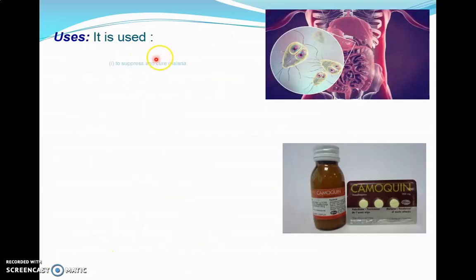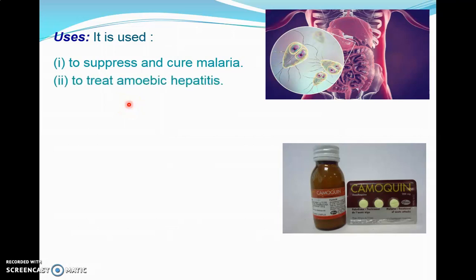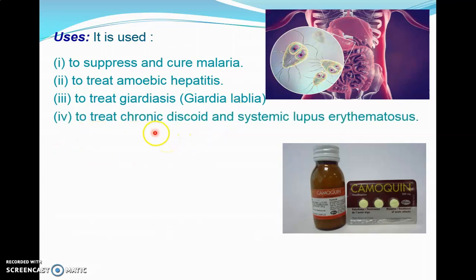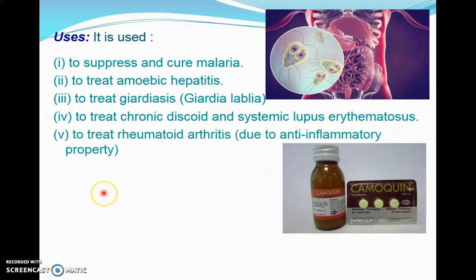Now the uses include, first, to suppress and cure malaria, definitely as an anti-malarial agent. Next, it is used for the treatment of amoebic hepatitis, caused by the protozoa amoeba. Next, to treat giardiasis, an infection by Giardia lamblia. It is used in the treatment of chronic discoid and systemic lupus erythematosus, like chloroquine. Next, for the treatment of rheumatoid arthritis, due to its anti-inflammatory property, amodiaquine can be used.